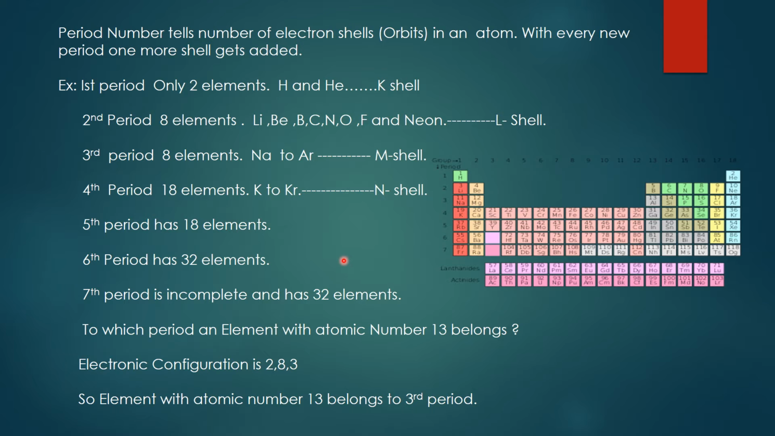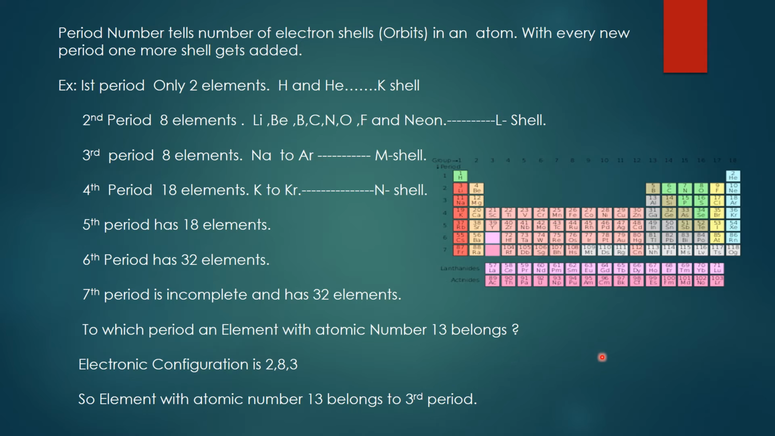Next, for example, you are given a question: atomic number 13. Which element is it, to which group does it belong, and to which period does it belong? So simply, you remember, write the electronic configuration which you studied in your ninth class. The electronic configuration is 2, 8, 3. That is 1s2, 2s2, 2p6, 3s2 and 3p1. So how many shells are there? 3 shells are there. So it belongs to the third period.